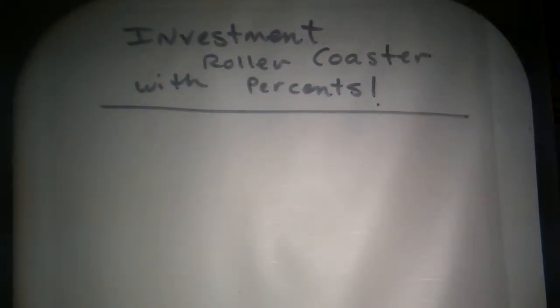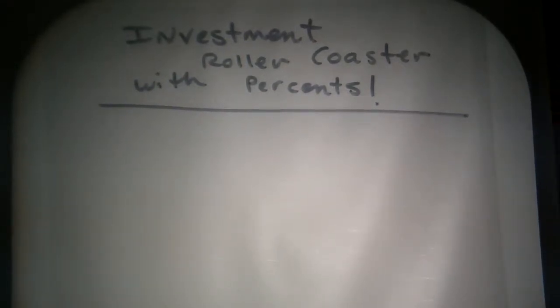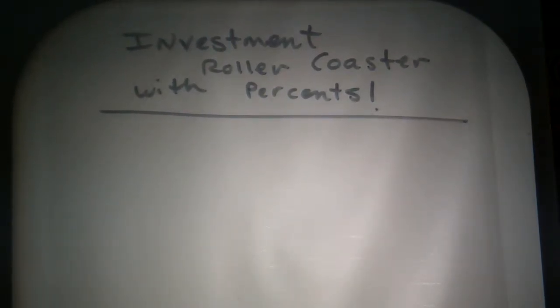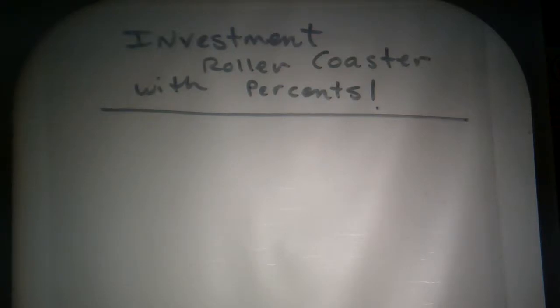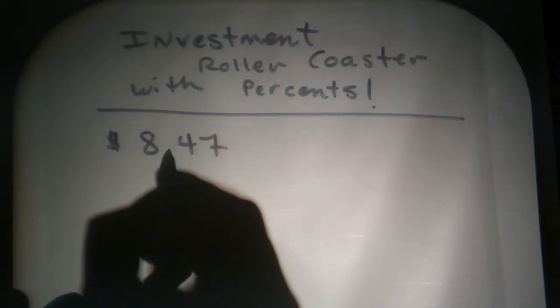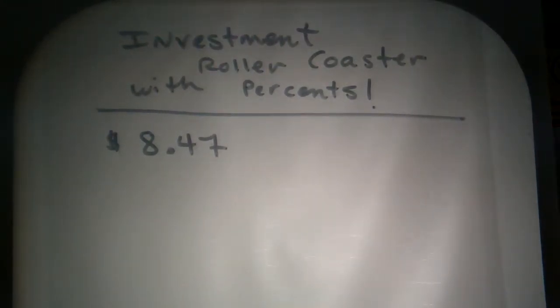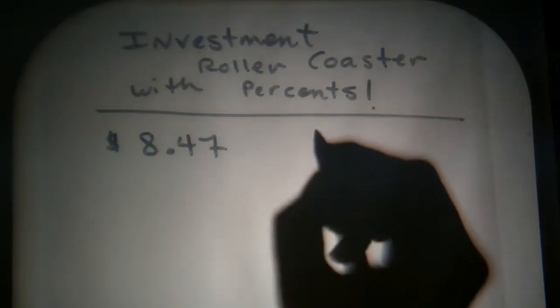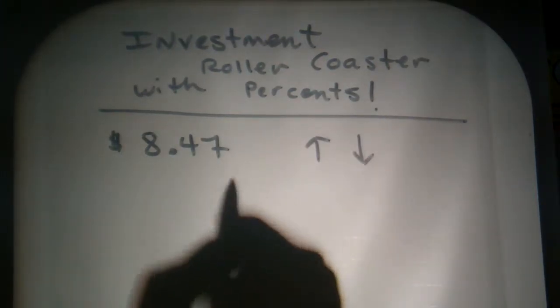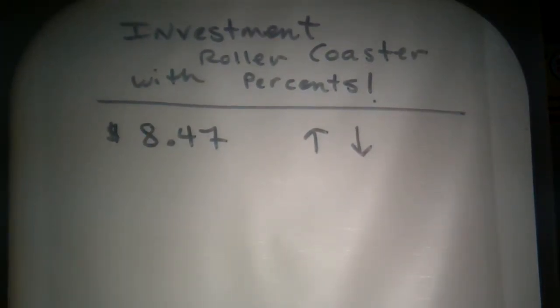The investment roller coaster with percents. We're just going to go over some of the things that we've been doing in class just to get a better handle of it. Now, with our investment roller coaster sheet, we started out with a stock price of $8.47. The way the stock market is, every day it fluctuates, which means it changes either up or down. The pricing goes either up or down.